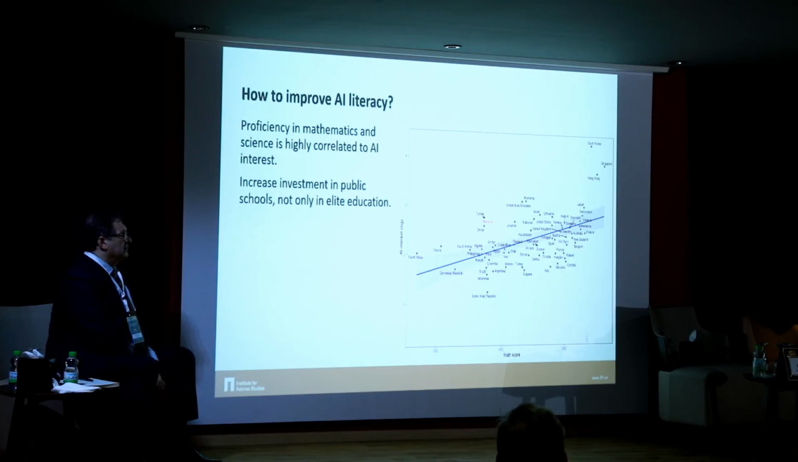So you can see here mathematics is on the x-axis and AI interest is on the y-axis. You can see a clear correlation. But you can also see that Morocco is clearly above trend in interest in AI. So Moroccans are more interested in AI than would be expected from their average math proficiency. So I think the implication of this is that if we want to improve AI literacy, we should invest more money in public schools for average people, and not only in elite education. And I think it's really good that you invest money in elite institutions such as this. I think it's fantastic to be invited here. But I also think it's at least as important to invest in good, well-funded schools for average Moroccans.